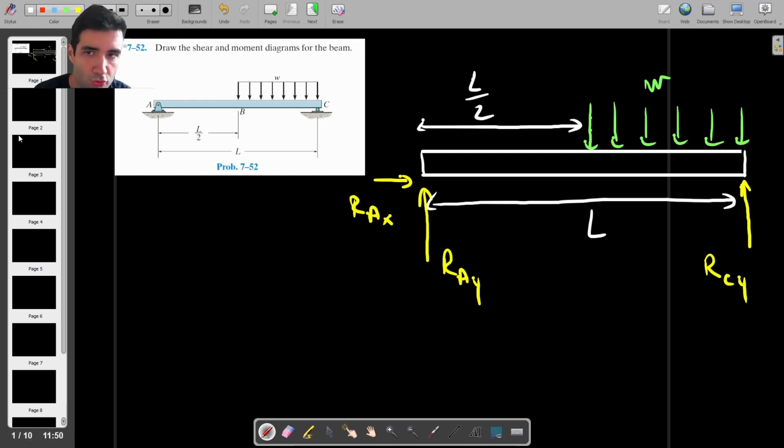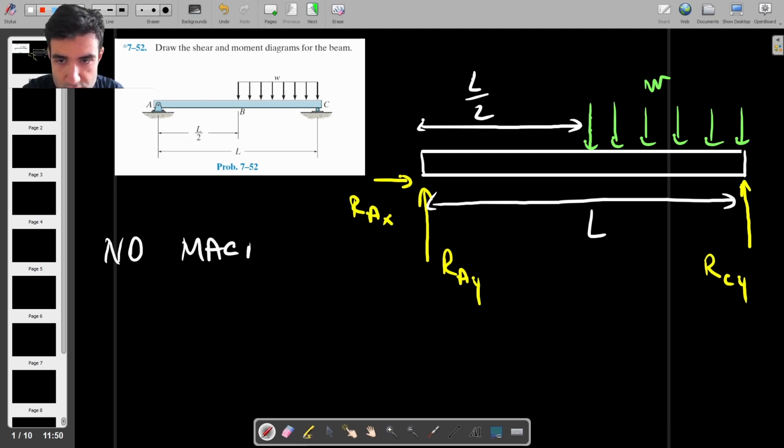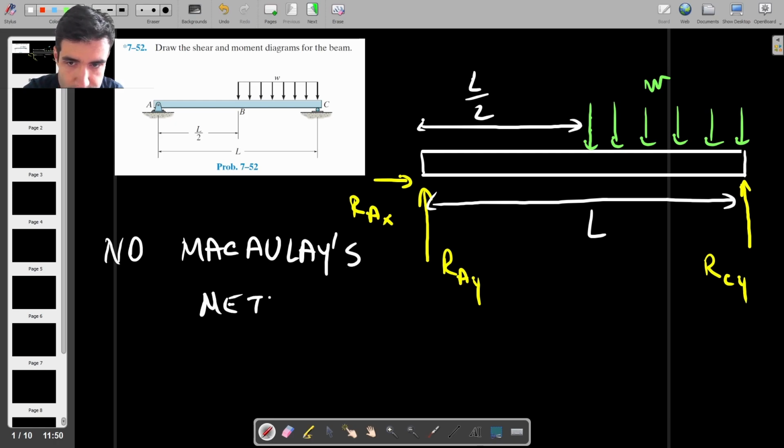So let's try to solve the problem and get to the point where we can actually plot the shear force and bending moment diagrams. And I will do this without using Macaulay's method. I should have a few videos on the channel where I apply Macaulay's method, but this is going to be done in the standard way, which is going to take a bit more time, but should also be slightly more intuitive, as you will see.